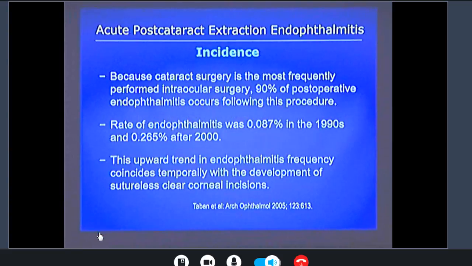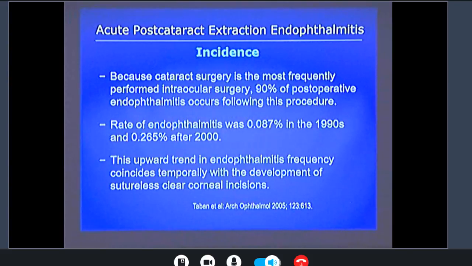In the 1990s, the rate of acute endophthalmitis after cataract surgery was 0.087%. It increased 3 times, up to 0.7% after the year 2000. Why? This increasing trend of endophthalmitis frequency after cataract surgery was associated with the development of sutureless clear corneal incisions. First message that I want everyone in the room to know: sutureless clear corneal incision is associated with a high risk of endophthalmitis.